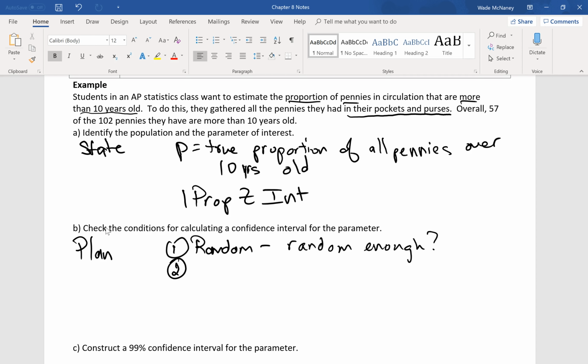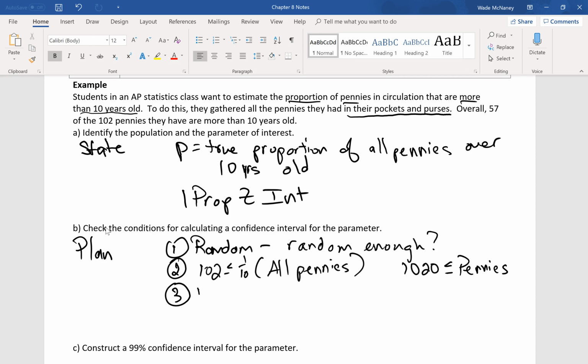Condition number 2 is the 10% condition. Overall, we gathered 102 pennies. So that is definitely less than 10% of all pennies in circulation. There are definitely more than 1,020 pennies. And 3, is it normal?